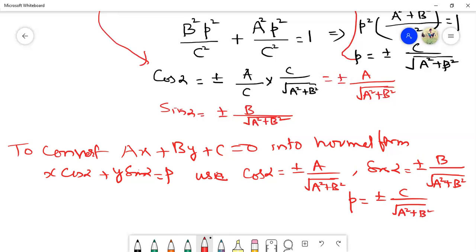Again, I am telling you this is the condition of the line. Suppose this is a line, and this is the perpendicular on the line, its length OP is p, and this angle is alpha. Then its equation will become x cos alpha + y sin alpha = p. So directly we can convert by using this formula.